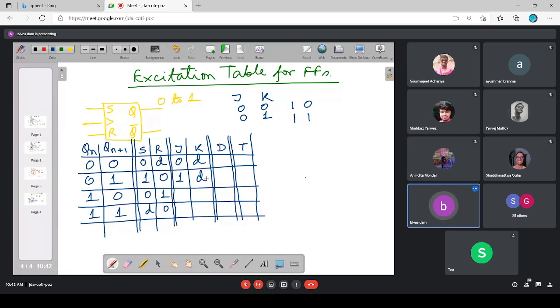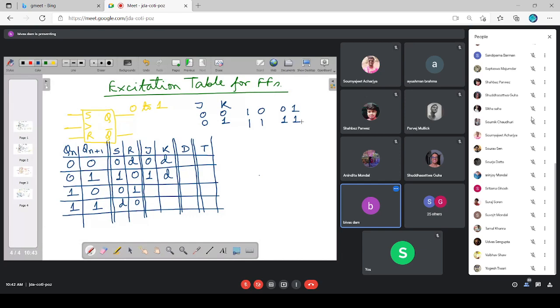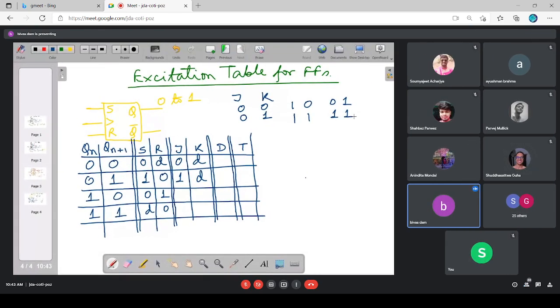What about 1 to 0? By resetting or by toggling, is it not? Yes, sir. So the condition is don't care 1. Now 1 to 1. By continuing with the previous state, 0 0, or by setting the memory. So that means don't care 0. Okay.